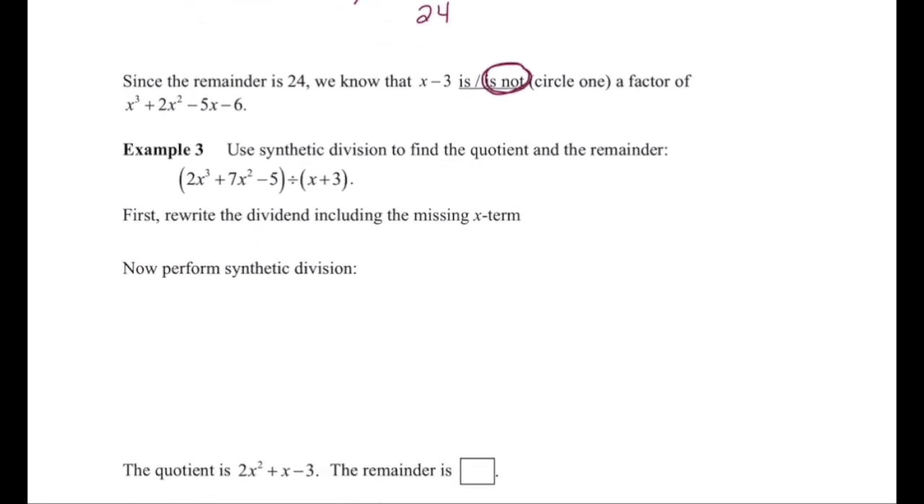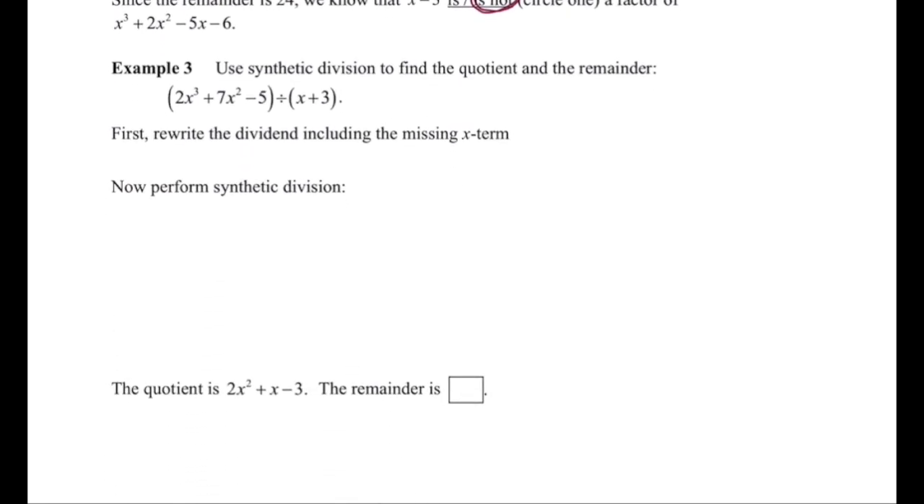Okay. Another way to divide is using synthetic division. We want to make sure, again, that everything is written in descending order, and if there are any missing pieces, we need to include that missing piece. So here's our first example of what that might look like. Here I have 2x cubed plus 7x minus 5. Notice I'm missing the x value here, x to the first power. I'm going to rewrite our polynomial then as 2x cubed plus 7x squared plus 0x minus 5, so that it's written in descending order and I have all of the pieces that are there.